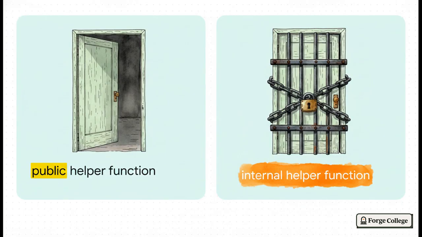So let's apply our first precise fix. We're locking the back door. We're taking that flawed, wide-open public helper, and we're changing a single critical word. We are changing the visibility from public to internal.